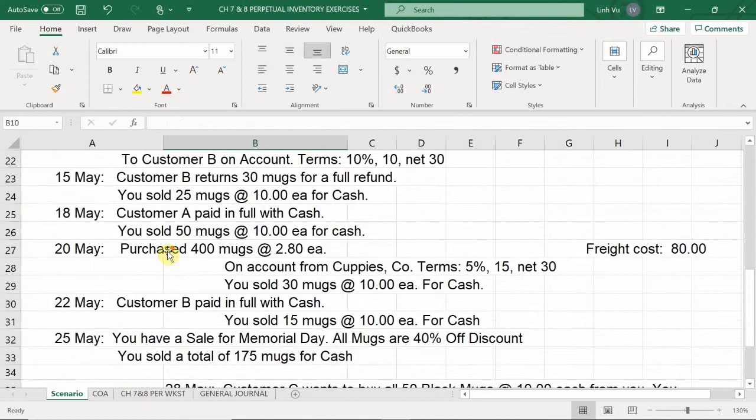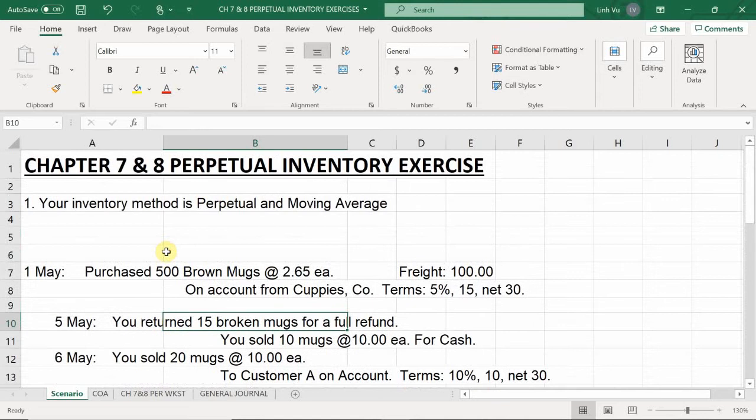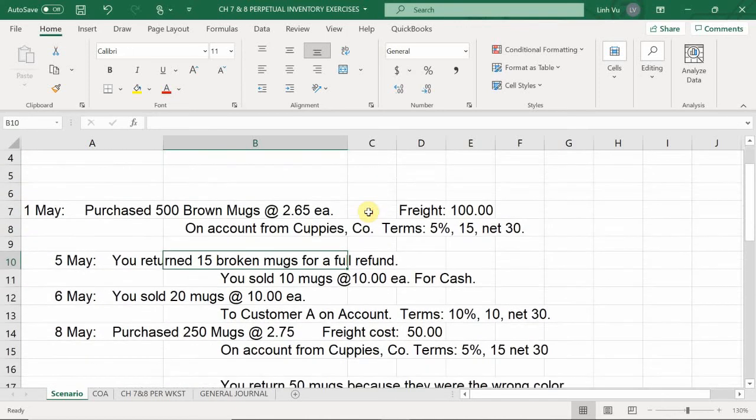So once again, here is the scenario. We're going to be journalizing for the month of May for the Chapter 7 and 8 Perpetual Inventory exercise. The key note that you should have is that your inventory tracking method is perpetual and it is moving average. So I made it really easy for you guys. Moving average. Okay? Let's start with the first one here.